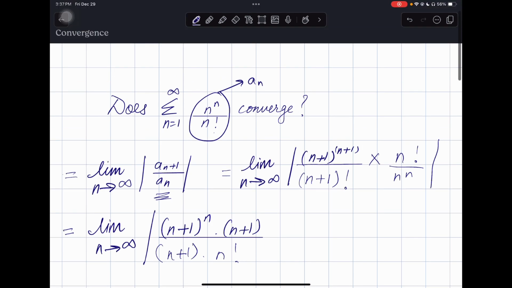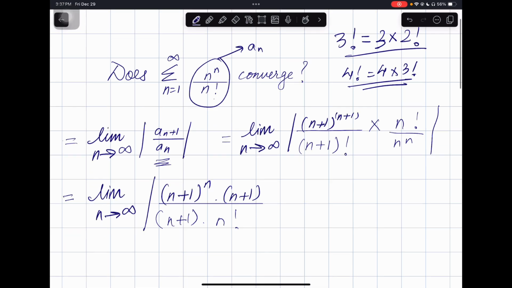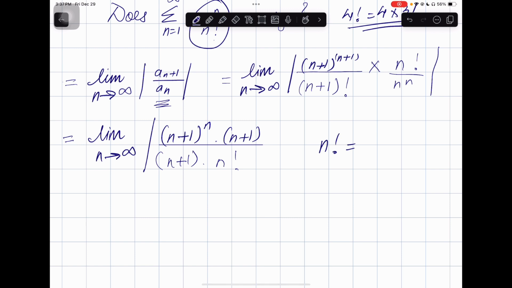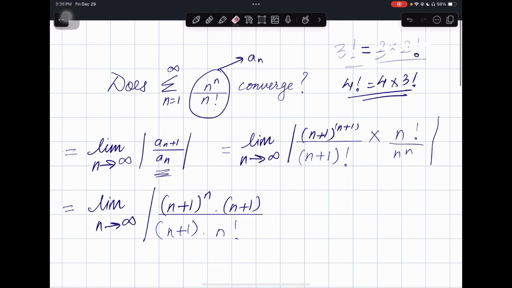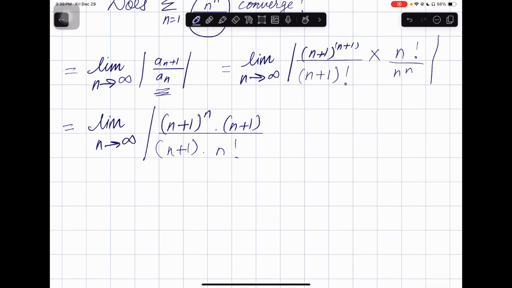Again, let's say we have 3 factorial, then that can be written as 3 times 2 factorial. If we have 4 factorial, then we can write it as 4 times 3 factorial. So what I'm saying is n factorial can be written as n times (n minus 1) factorial. That's the same concept I used right over here. I hope that is clear to you. Okay, times n factorial over n times n.